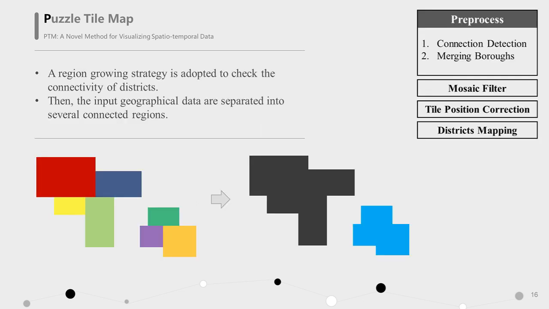The first step is to simplify the input geography data and separate it into several connected regions. A region growing strategy is adopted to check the connectivity of districts. In the picture, the 4 tiles on the left will be divided into one region. Similarly, the 3 tiles on the right will be regarded as the same region.